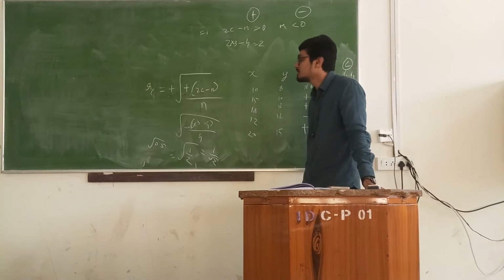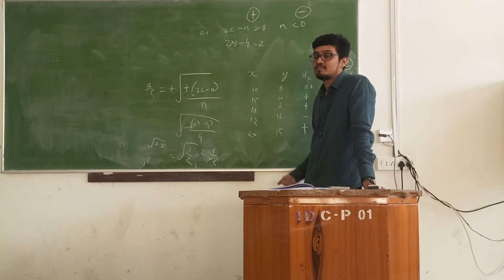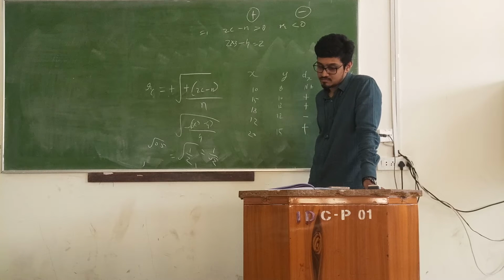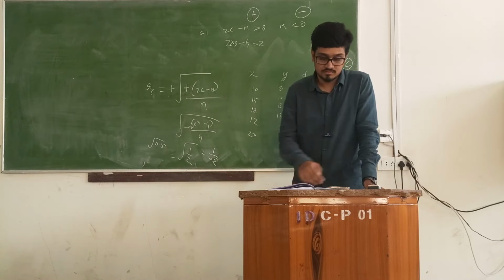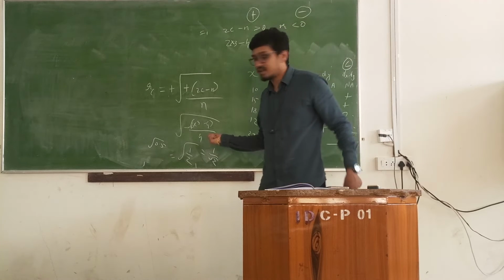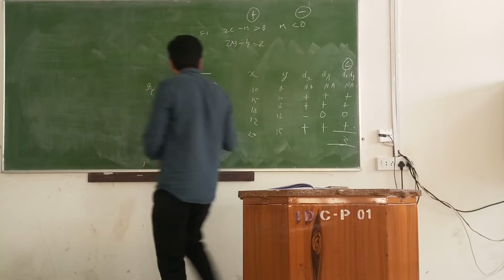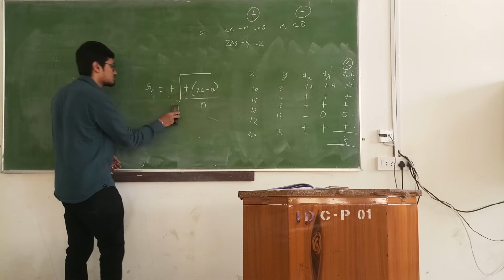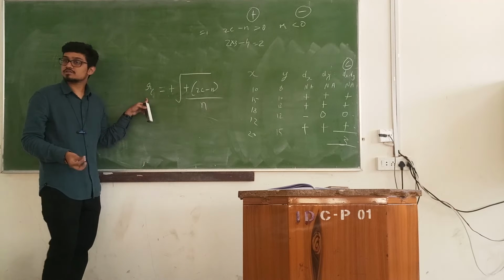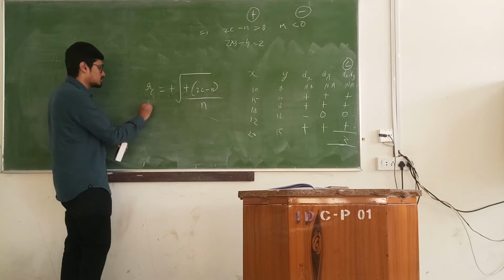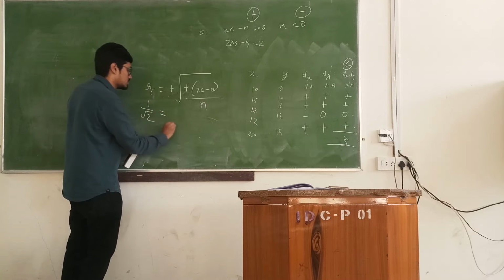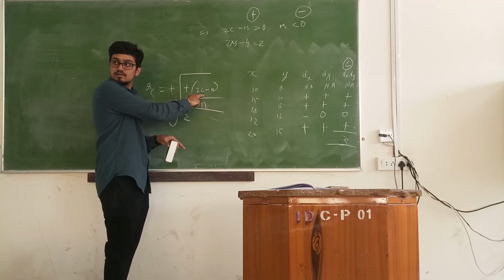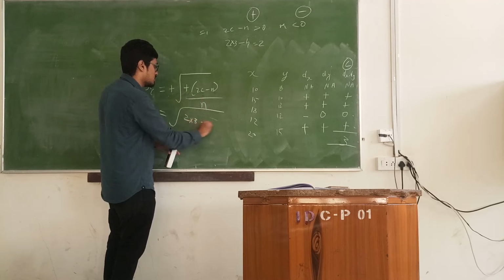Find the number of pairs of observation. How will you do it? What are they given? They are given R, how much? 1 by root 2. What C value have they given? 3. Have they given N?